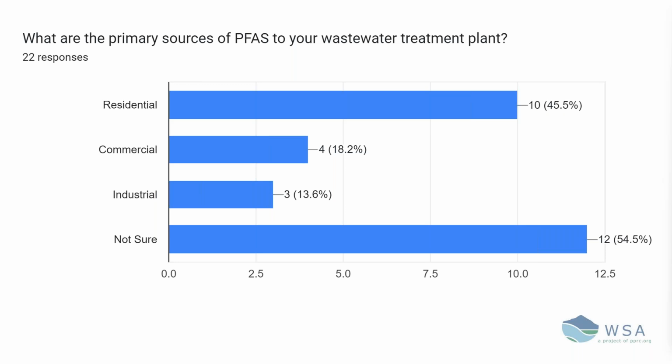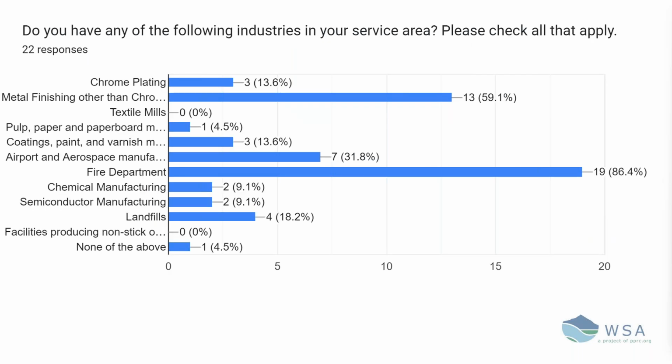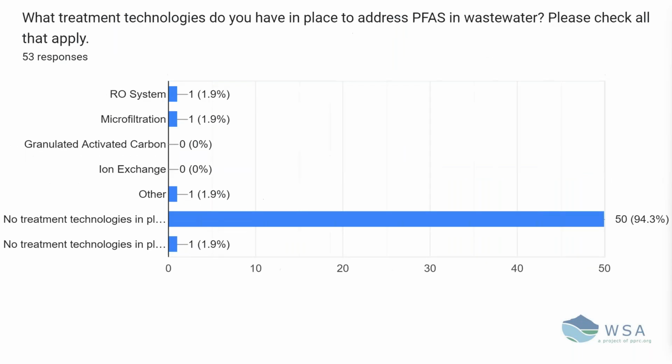The primary sources of PFAS for the people who are testing have found that residential is a primary source, but also a large number are not sure what their primary source is. Here are some of the industries that we asked about in this survey, because these are industries that are known to be sources of PFAS: chrome plating and metal finishing, airport and aerospace manufacturing, fire departments or fire suppression systems, and then landfills were ones that are known sources of PFAS.